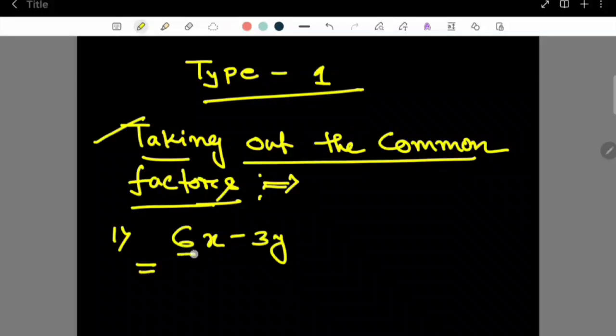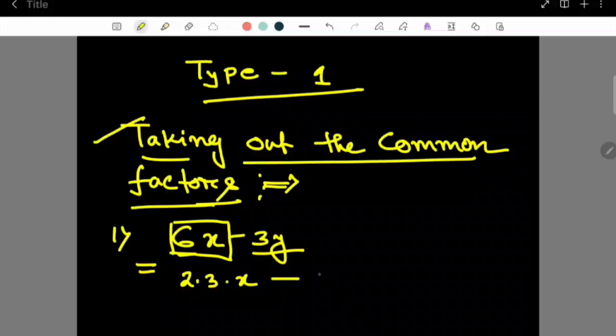We know 6 can be split as 2 into 3, and x is already there. That means 2 into 3 into x, 2 3s are 6x. The minus sign is kept as it is. Here there is 3y, so 3 into y. Now what is the name of this method? The name of the method is taking out the common.